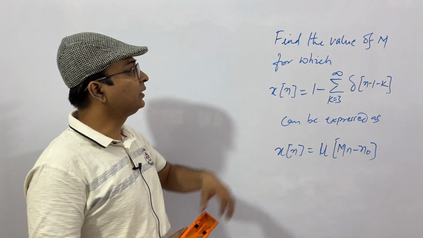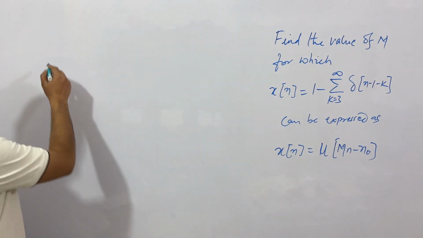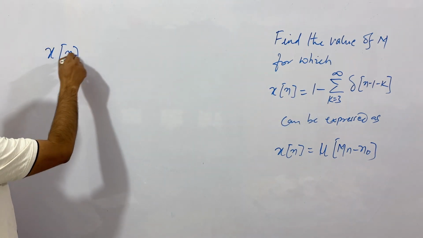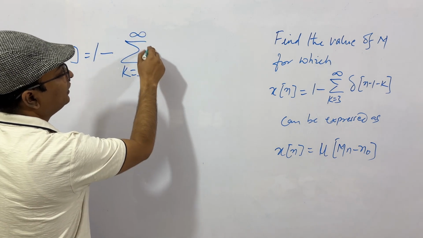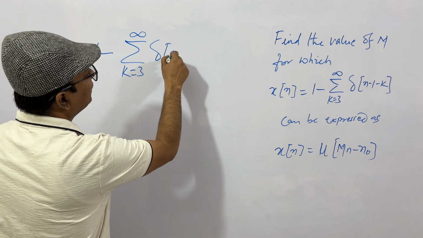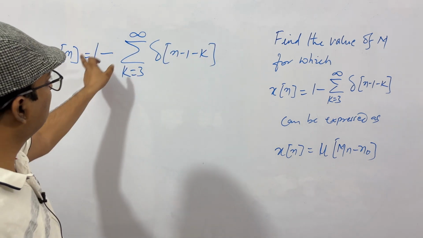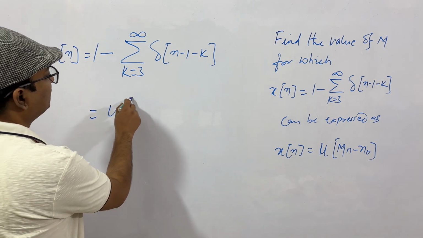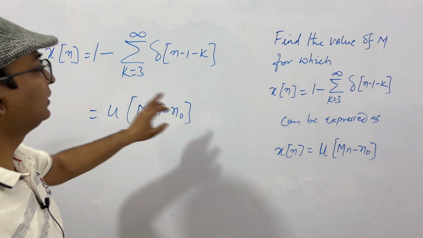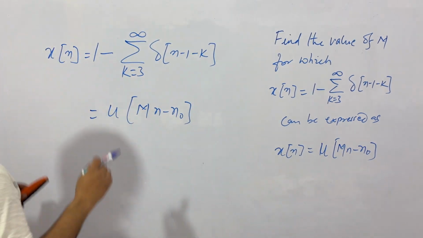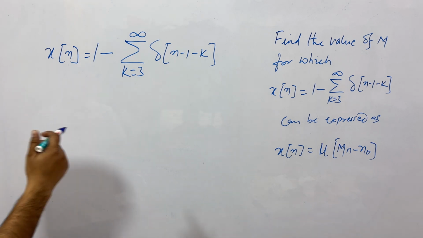Let's take this question, it is a very good question. It says find the value of m, capital M, for which we have a signal here, xn. I'm writing it here. Xn is 1 minus sigma k equal to 3 to infinity, impulse function n minus 1 minus k. It says find the value of m for which this signal can be expressed as a unit step function u(mn minus n0). So what is the value of this m and n0? Let's find out. It's a very good question. It may seem very complicated, but let's analyze it one by one.